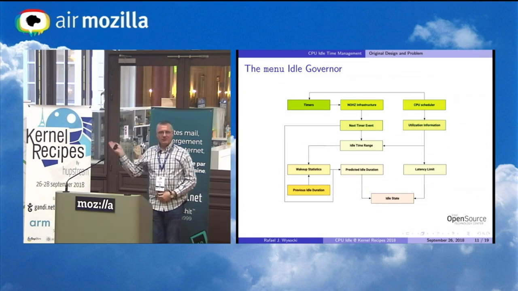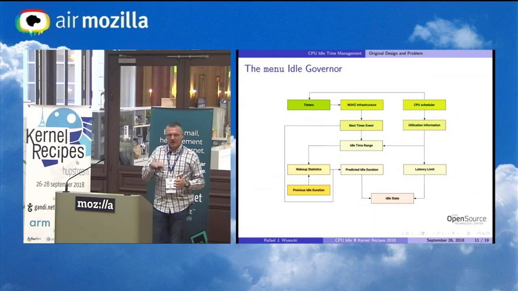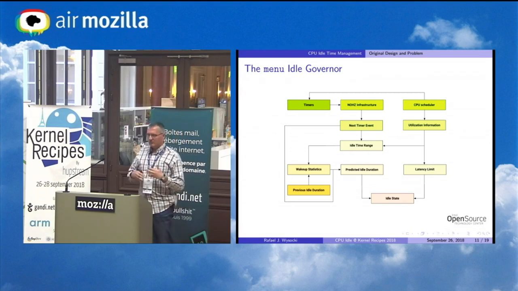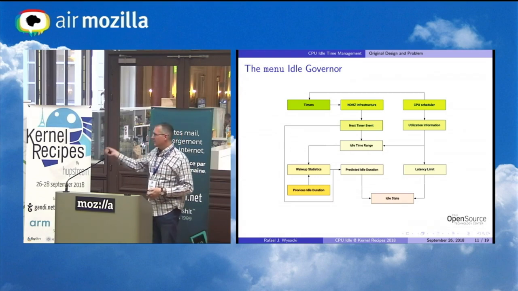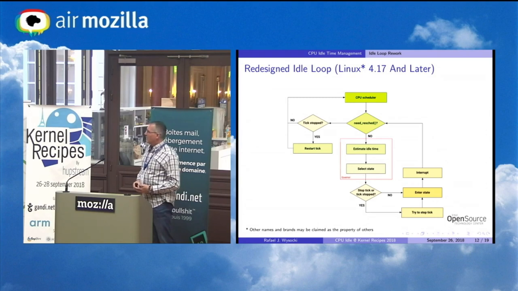You could try to change the governor. But really, the problem is in the basic design of the idle loop. And the problem is that the scheduler tick is stopped too early, right? It should do something to stop it later. And that's what was done in 4.17. We just changed the main idle loop. And today, in 4.17 and later, it looks like this.